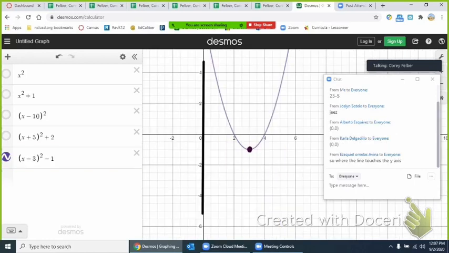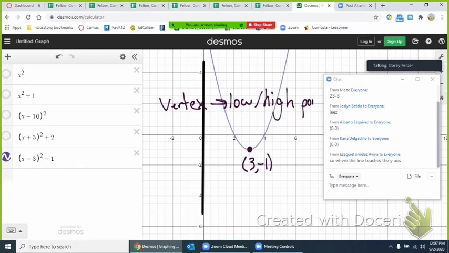Okay, so this one here, I just clicked on it. This one would be 3, -1. Okay, so that's another good way. I like what Milagro said. Another good way to think about the vertex is the lowest or highest point. Okay, so that's another way you could think about the vertex. Lowest and highest point.